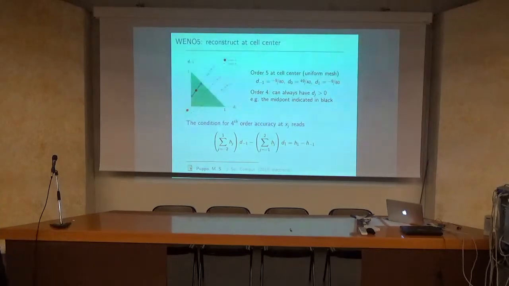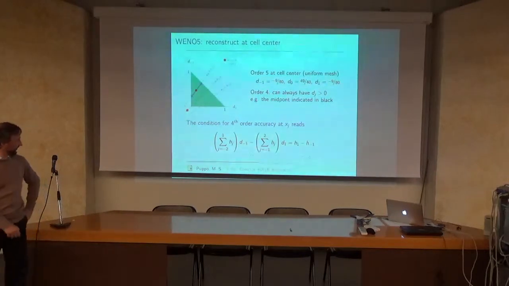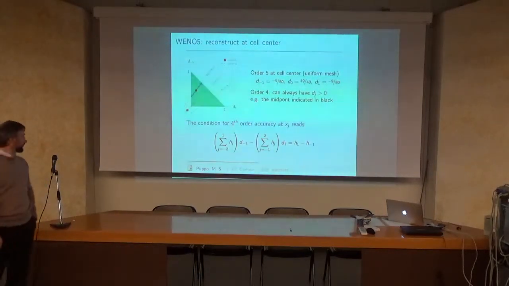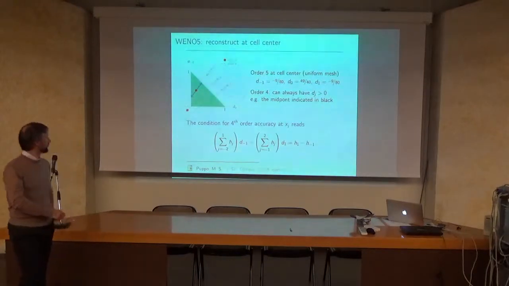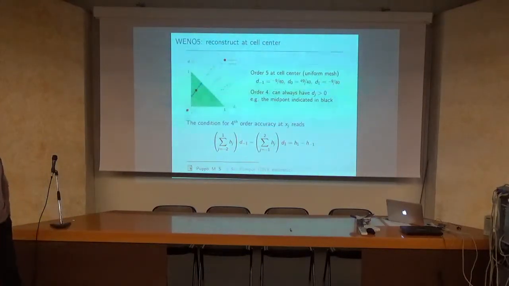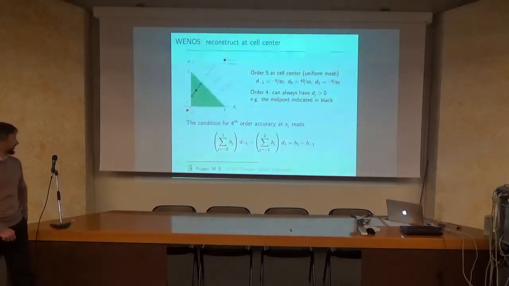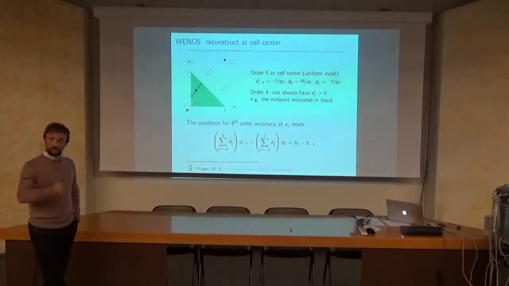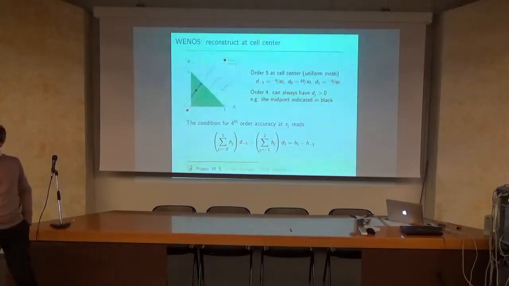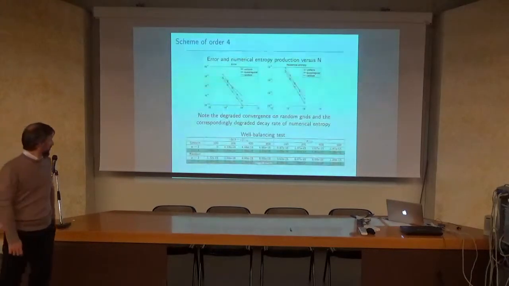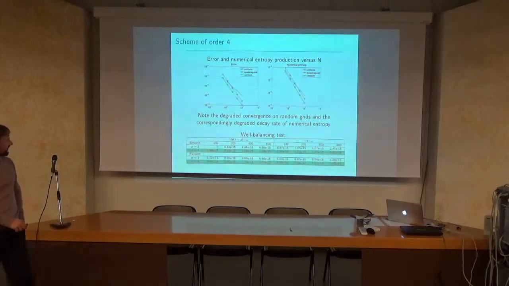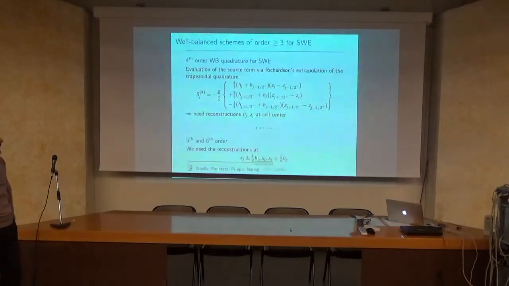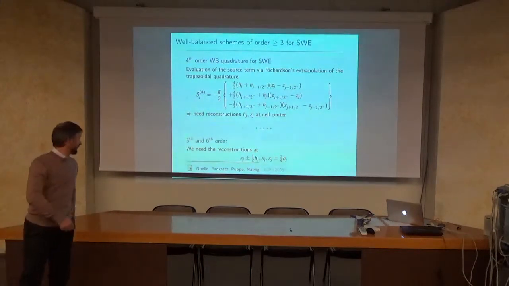Okay, so what is included in this other paper with Gabriella is a positive choice of coefficients for the reconstruction, at fourth order accuracy, of the point value at the center of the cells, even for non-uniform meshes. And okay, these are just the tests, the accuracy test and the well balancing test at the bottom. Can we do even better? Can we go to fifth and sixth order?